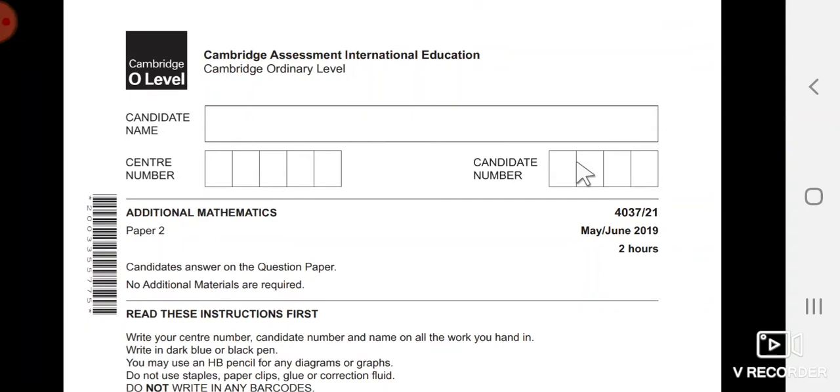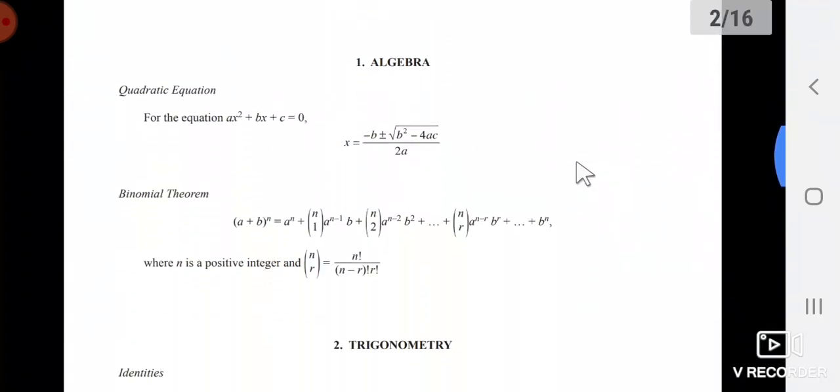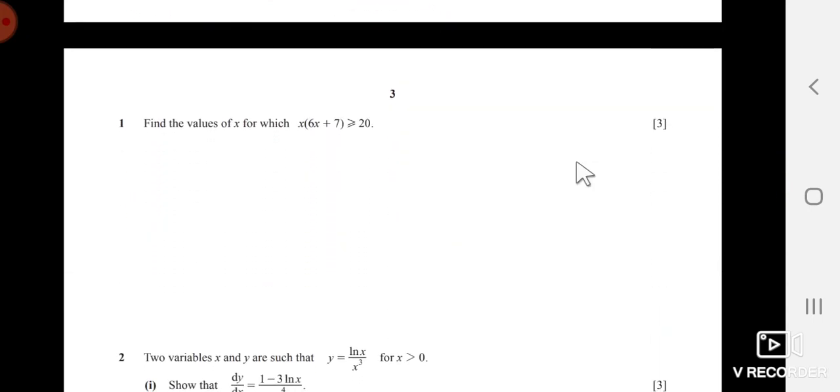Good morning, my friends. Today I'm going to give you a brief review about Additional Mathematics 4037, May June 2019. Let's begin. These are just formulae. Now, this is the first question.